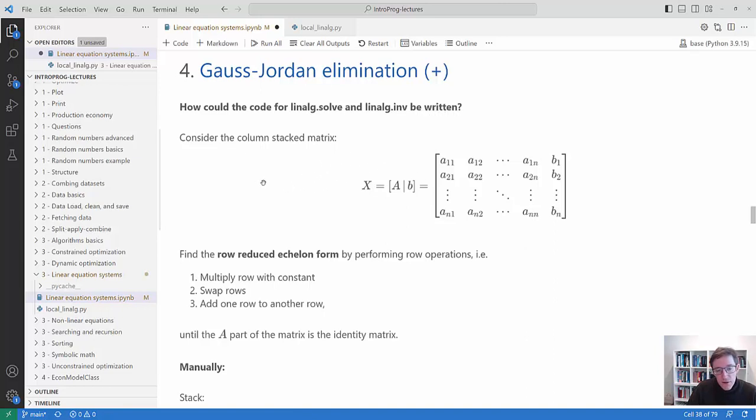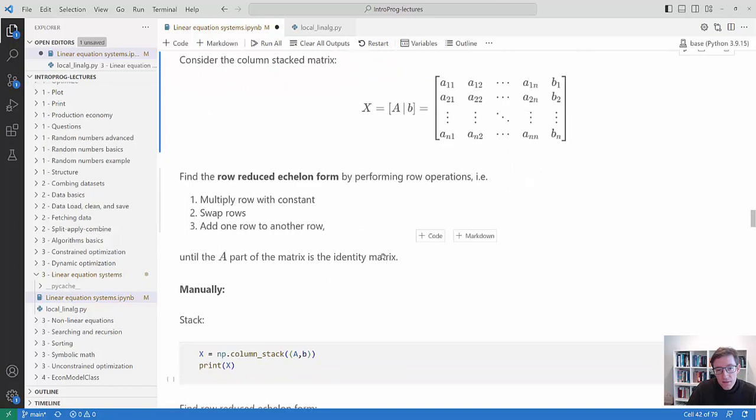So remember from your math teaching, you can create a stacked column matrix if you take the A and then you stack the B column on at the end. So you create this big matrix here. And now one way you can think about solving this equation system is by doing manipulation on this equation until it's in row reduced echelon form.